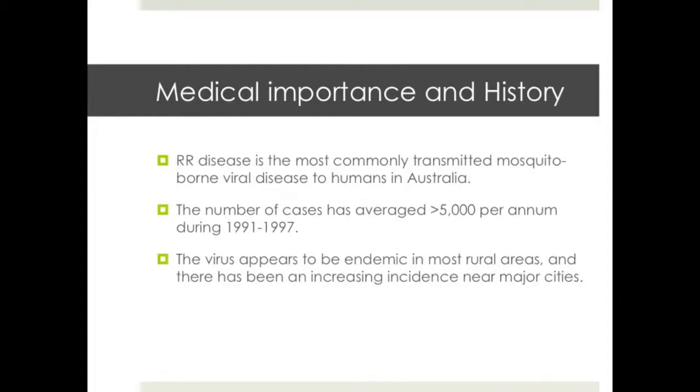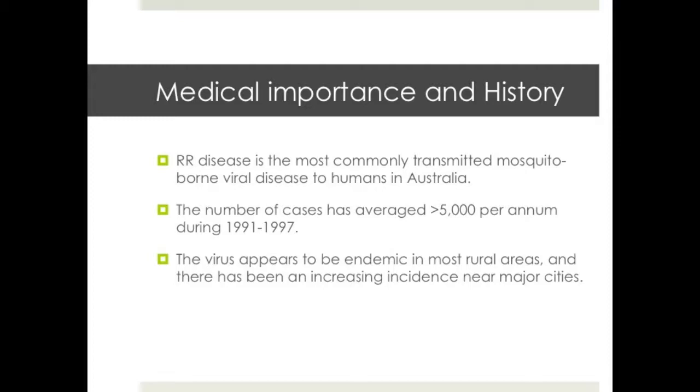Mosquitoes are medically important because they transmit many diseases such as dengue fever, yellow fever, and Ross River fever, which was previously termed epidemic polyarthritis. Ross River disease is the most commonly transmitted mosquito-borne viral disease to humans in Australia. The number of cases has averaged over 5,000 annually during 1991 to 1997.